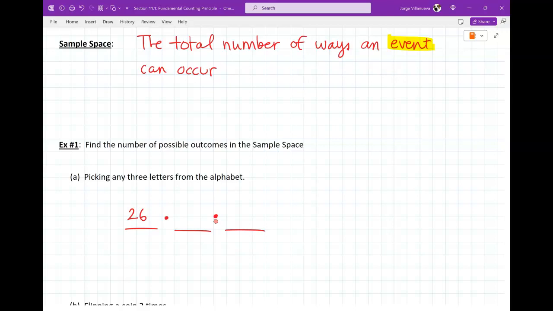26. Now, what if they would have said I can't pick the same letter? Then there's only going to be 25, right? But for us, we're going to do 26 because they didn't say you can't repeat it, okay? And then for the third pick, how many ways can I pick a letter on the third one? 26. Again, they didn't say that I couldn't repeat. So your answer for this example is basically 26 to the third, or 26 times 26 times 26. That's 17,576 different ways, okay? So if I were to tell you, I want you to pick 3 letters from the alphabet, that's how many ways you can do that.